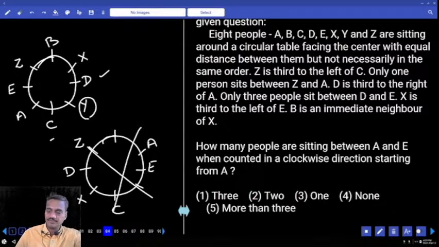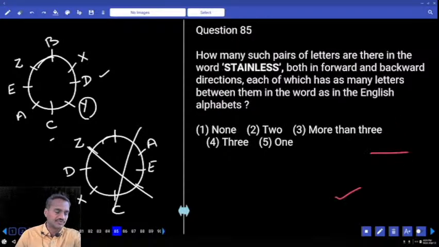84, how many people are sitting between A and E when counted clockwise starting from A? Starting from A and E, there is no person in between. They are adjacent to each other. That is none, choice 4, 84.